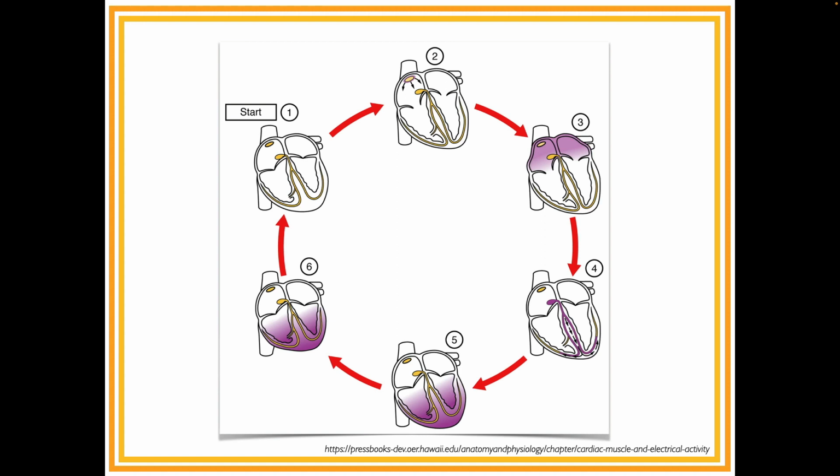So number one, there's a start. The SA node depolarizes, throws electricity out into the atria. The electricity spreads out through the atria, allowing the right and left atria to depolarize nearly simultaneously. Then the electricity goes through the AV node, down through the conduction system, delivering electricity to all parts of the ventricles, and the ventricles will start to depolarize, followed by contraction near the bottom, okay? And it moves up toward the top, and then we start over again.